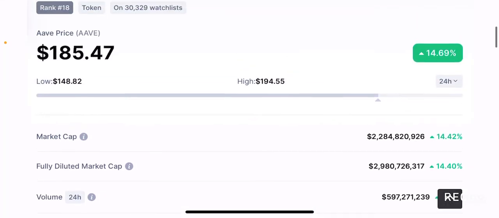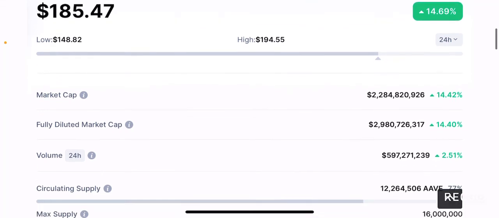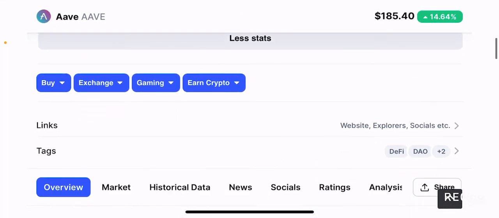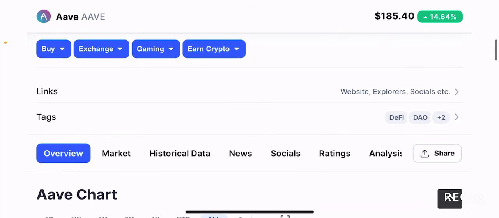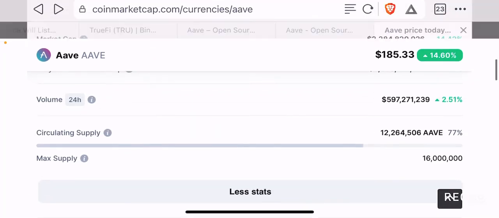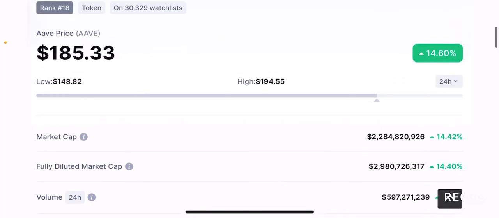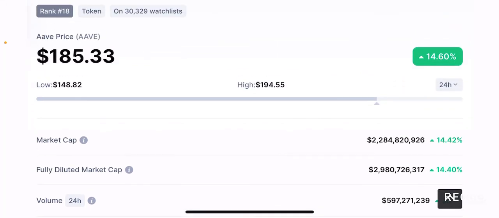Even though it is quite expensive at the moment, I do believe that it is still well undervalued. This token is definitely being eyed by several institutions. So with such strong token supply and very high potential, I believe that this token is going to be the Bitcoin of DeFi, right?